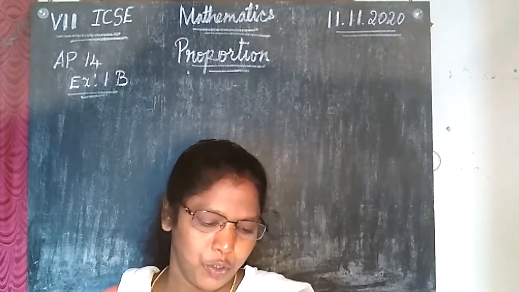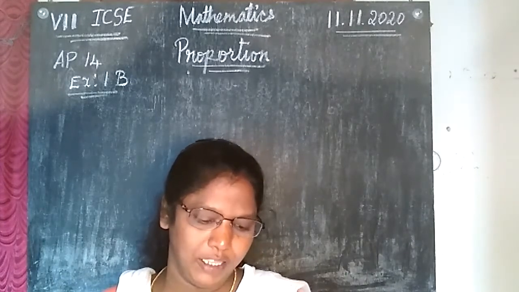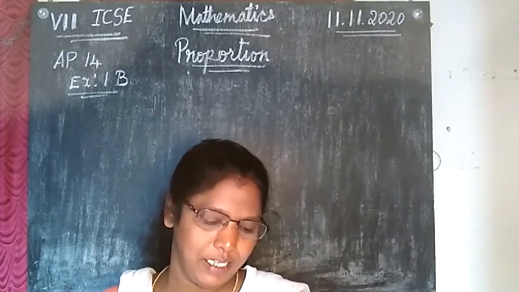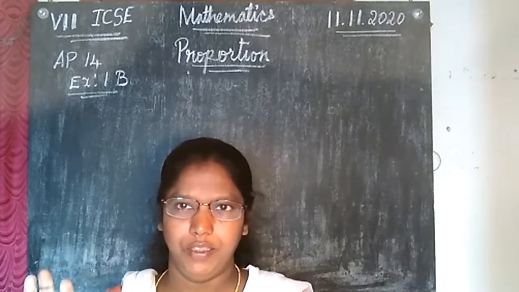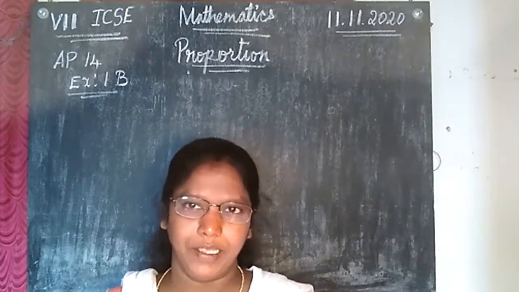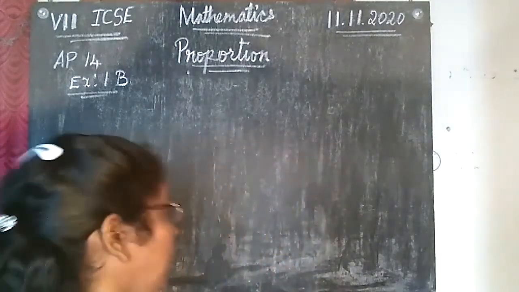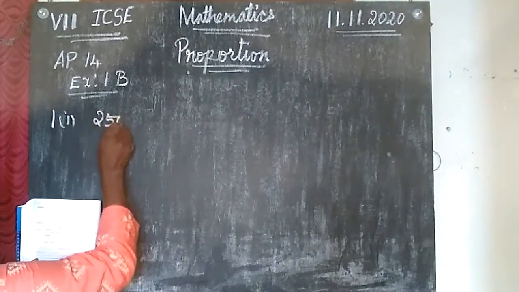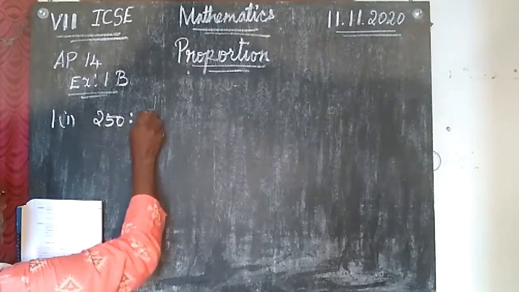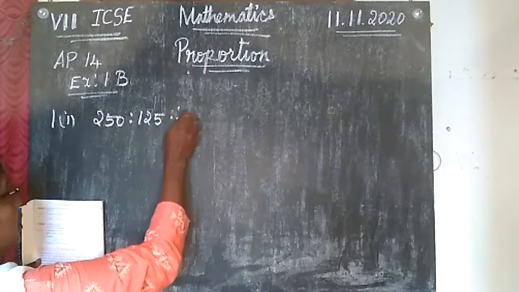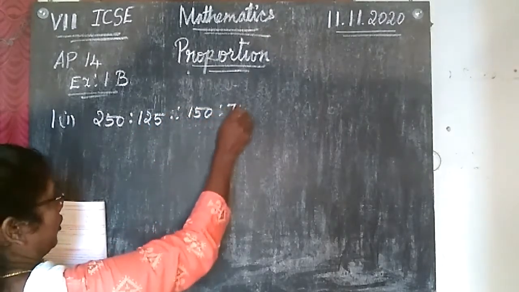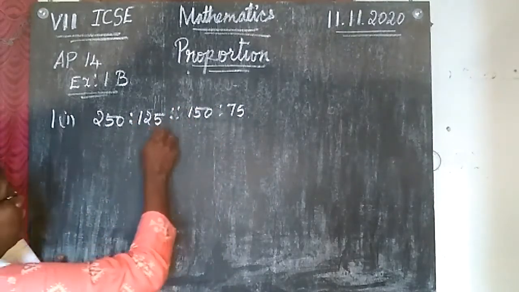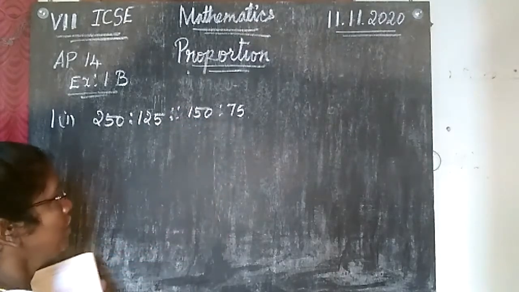Identify the true and the false statements among the following. 4 are given there. I am going to solve only one. Rest all you can do. So listen carefully. First one: 250 is to 125 is proportion to 150 is to 75. Understood, children?